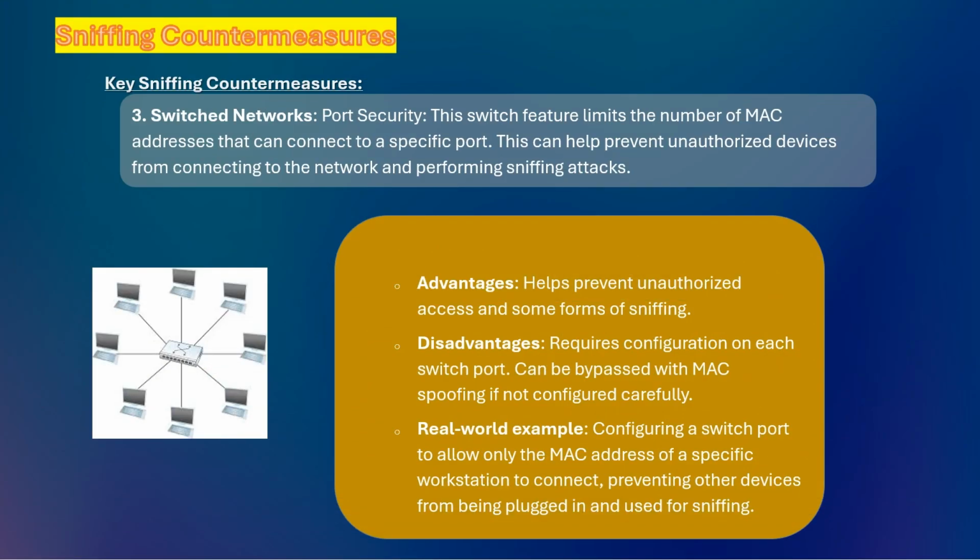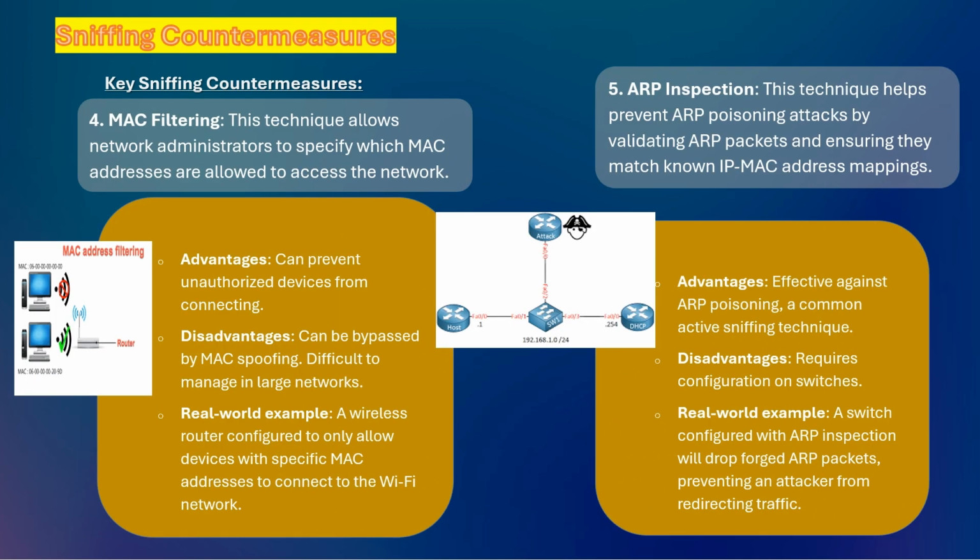Sniffing countermeasures: switched networks. Unlike hubs, switches forward traffic only to the intended recipient, making passive sniffing difficult. Advantages: prevents attackers from seeing all traffic on a network segment. Disadvantages: not immune to active sniffing techniques like ARP poisoning. Example: an attacker on a hub-based network can see all traffic, but on a switched network, they need additional techniques like ARP spoofing.